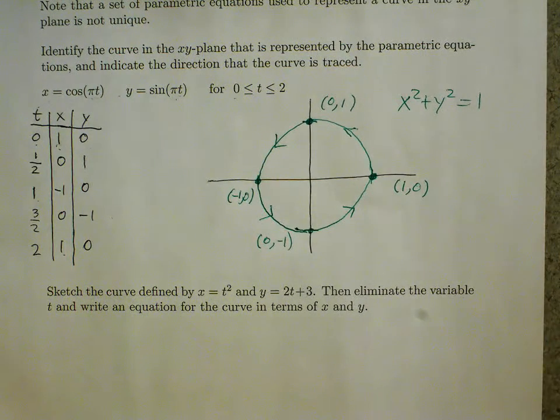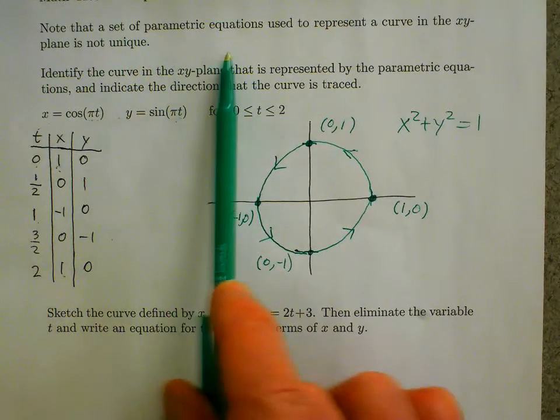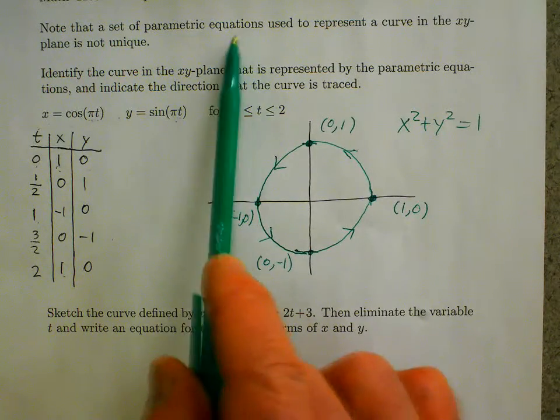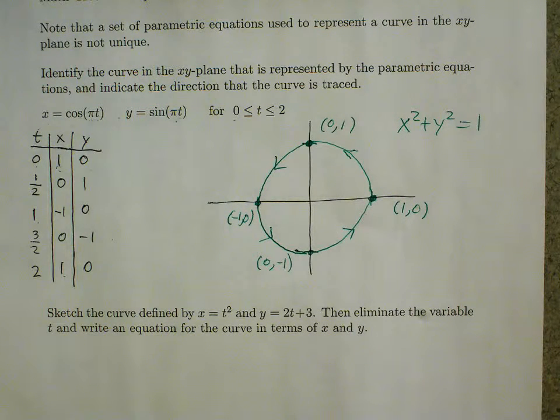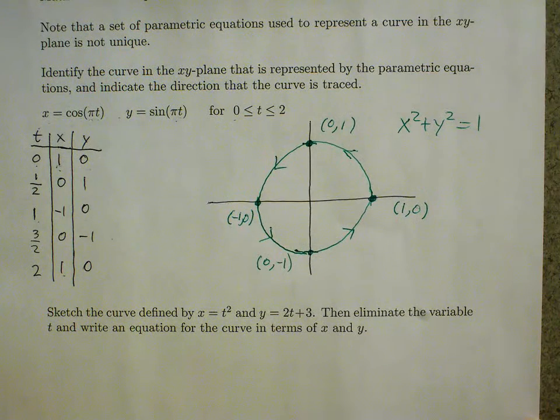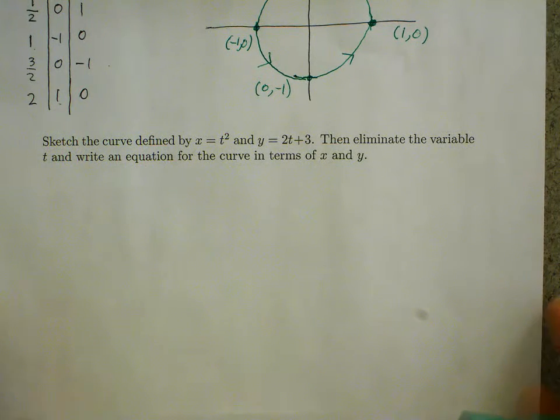Okay, so one of the takeaways from these first two examples is this note up here. One set of parametric equations for a curve is not the only set of parametric equations, as we saw in those two examples. Okay, the next one: sketch the curve defined by the parametric equations x equals t squared and y equals 2t plus 3.